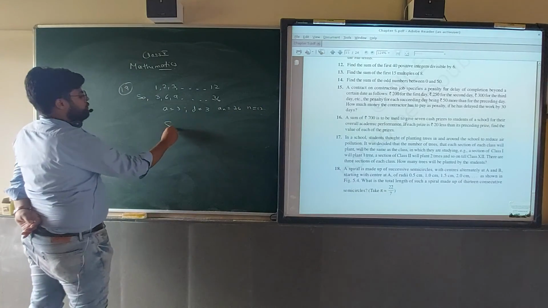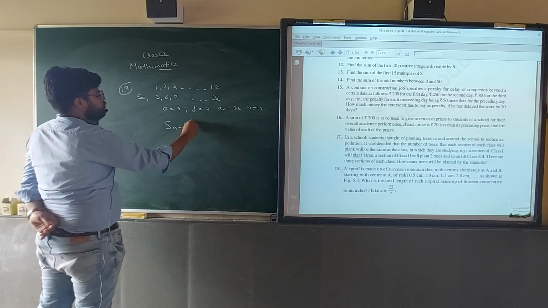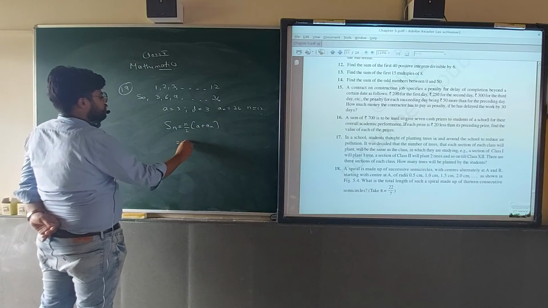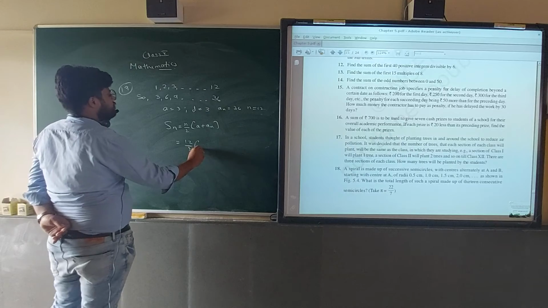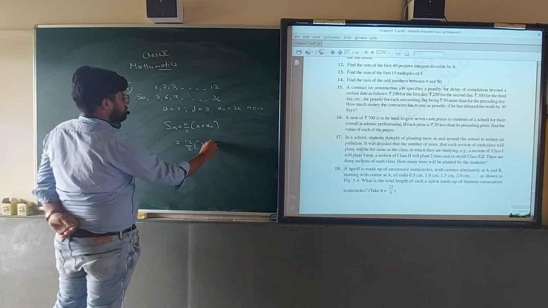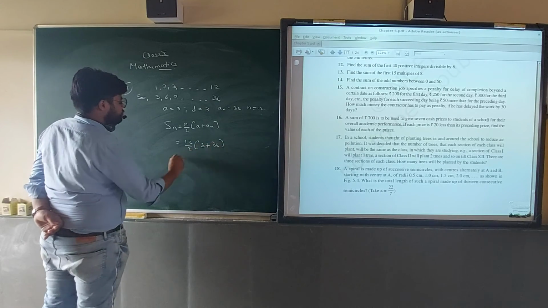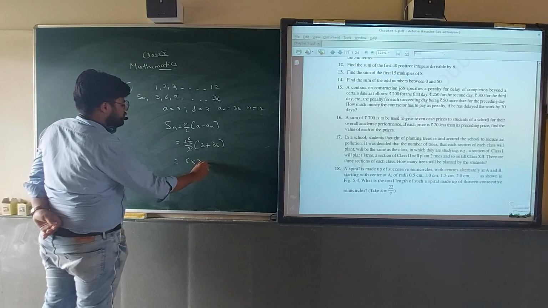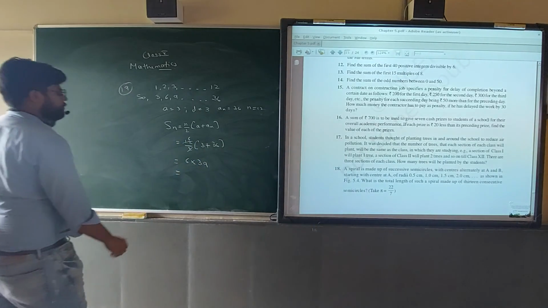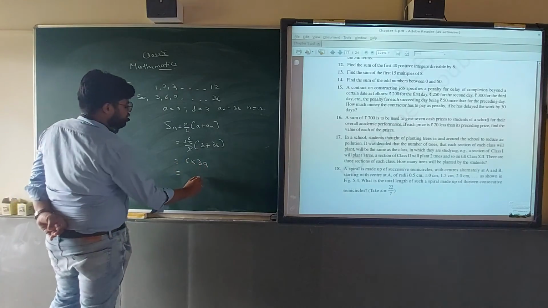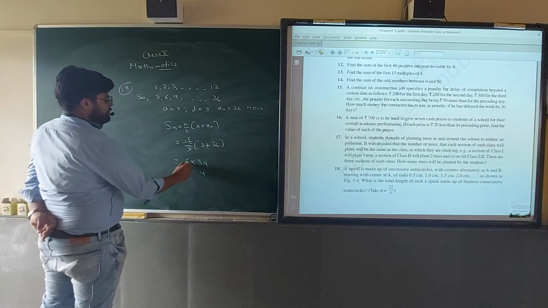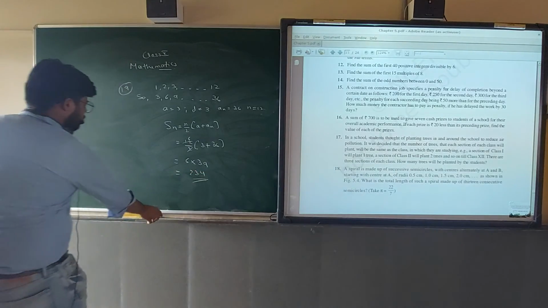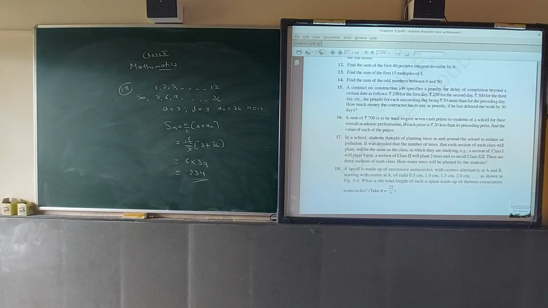So directly we can apply the formula of Sn = n/2 (a plus an). n is 12 by 2, a is 3 plus 36, so 6 into 39. Multiplying it, 6 nines are 54 and 6 threes are 18, so 234 will be the total plants. This is the answer of this question.